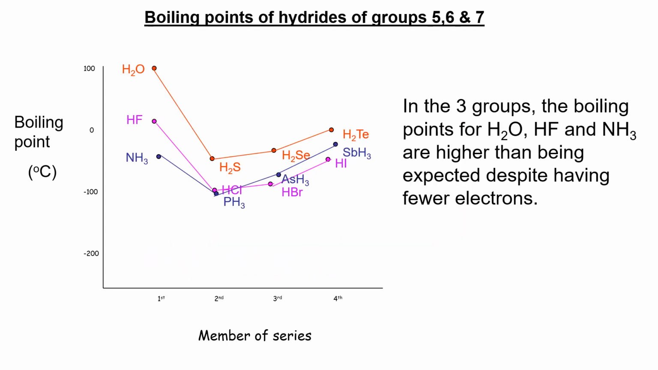So to summarize, for the boiling points of hydrides of groups 5, 6 and 7, when you have a molecule that contains hydrogen joined to oxygen, or hydrogen joined to fluorine, or hydrogen joined to nitrogen, the molecule will have a considerably higher boiling point than other hydrides in its group, despite having fewer electrons than the other elements present in that group that are joined to hydrogen.